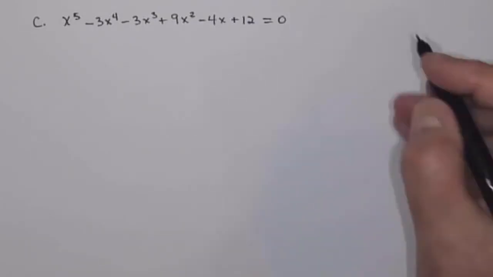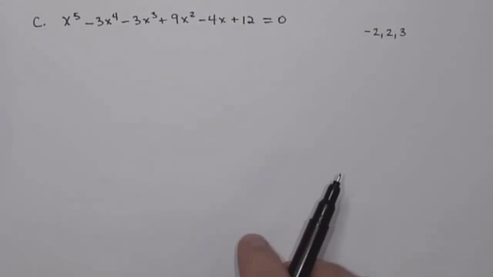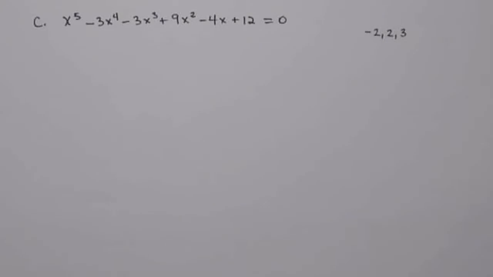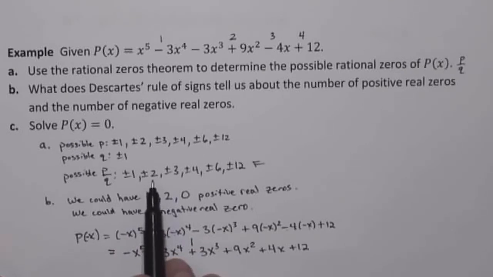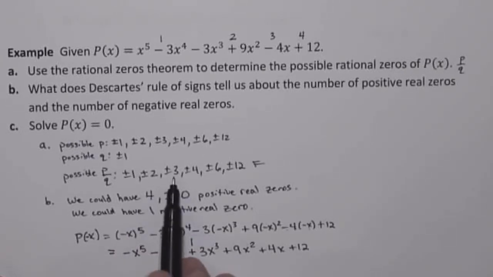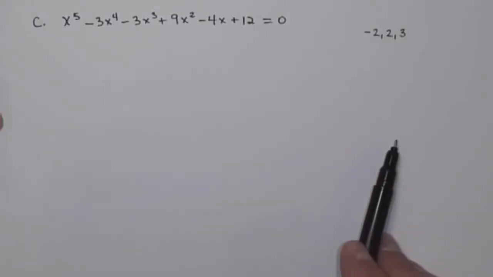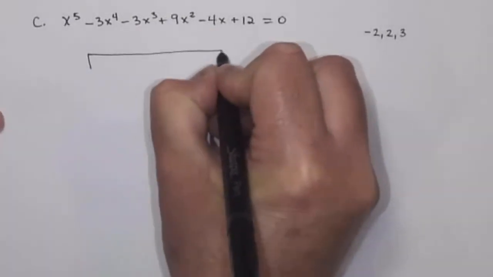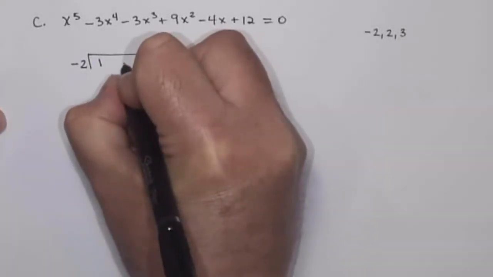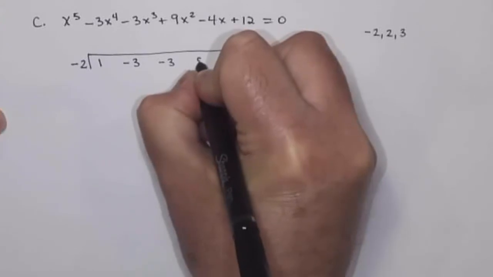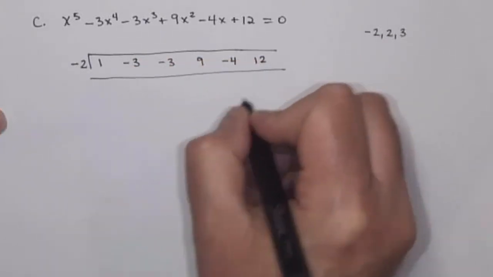So again, it's looking like negative 2, positive 2, and 3 are zeros of our function, and so I can use that to help me figure out the rest. Now, just to bring this in, notice that we did have plus or minus 2 as possible rational zeros. We also had positive 3 as a possible rational zero. So all of those look like pretty good prospects. Okay, so I'm going to use synthetic division, and I'm going to put negative 2 out here, and I'm going to put my coefficients 1, negative 3, 9, negative 4, and 12 under here, and I'm going to go through the synthetic division process.